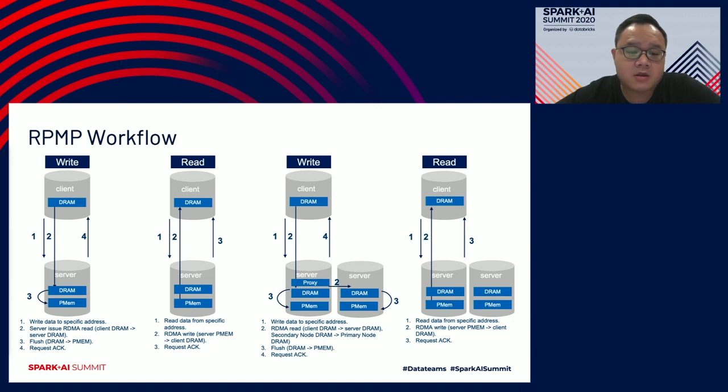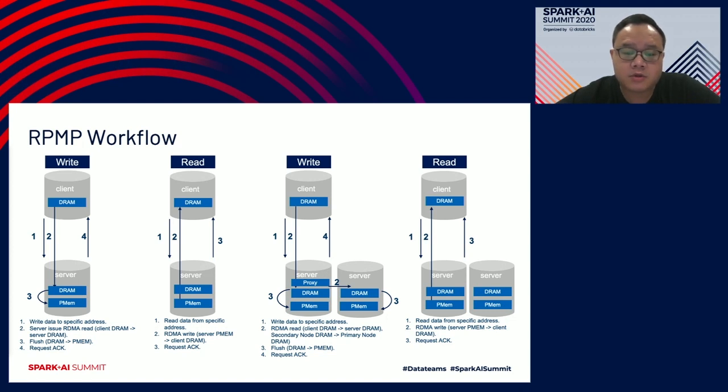On the read path, the client will read from a specific address. So the server will issue an RDMA write from the server persistent memory to the client DRAM directly. So in this way, we will notice that there is no DRAM involved. The data is fetched from the persistent memory device directly. Because the persistent memory provides a memory-like API, it can be used as the RDMA memory region directly.